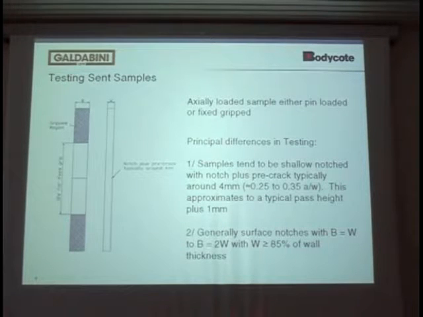The other difference from traditional fracture toughness testing is that we normally test with B between B equals W and B equals 2W, rather than the opposite way around for conventional testing. But the most important factor is that we maintain W as close to the actual wall thickness of the pipe as possible.